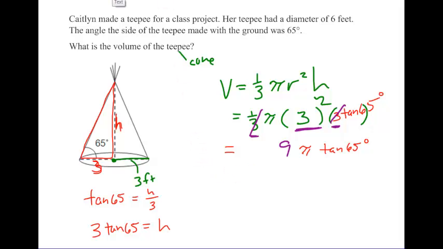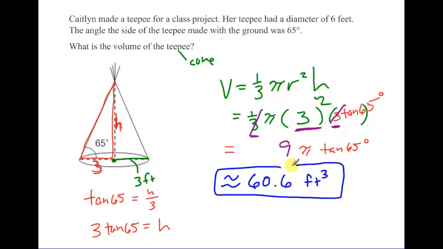Now grab your calculator, and everybody should do this because this is a little complicated, so see if you can get this answer. And let's put that into the calculator as 9 times pi times the tangent of 65. Hit equals on that, and I get 60.6 is my to the nearest 10th answer. And let's see, the units on this were feet, so let's put cubic feet as our volume. All right, that one was kind of cool, a little bit of a challenge for us.